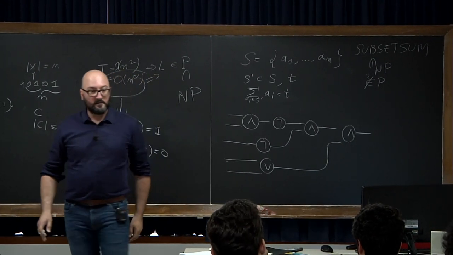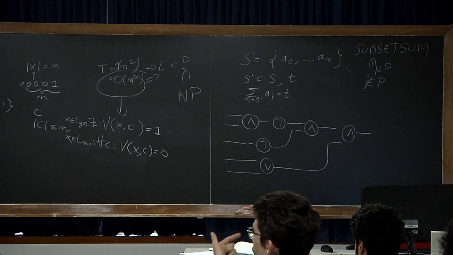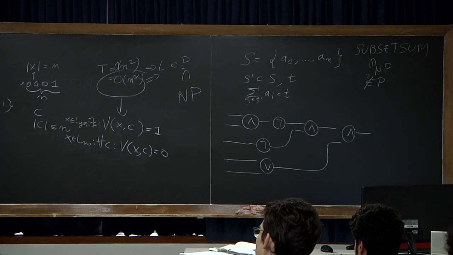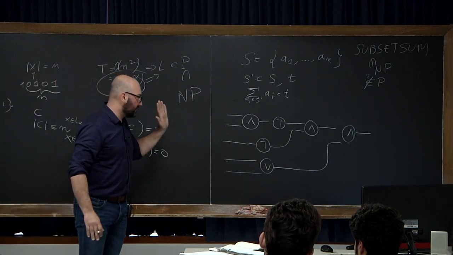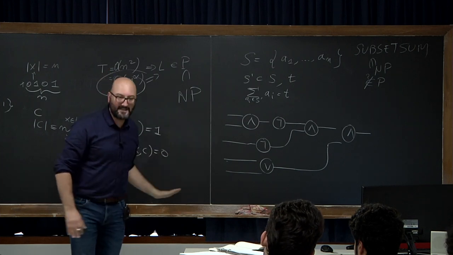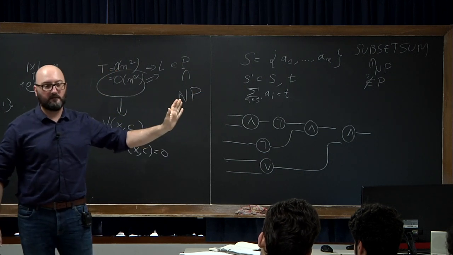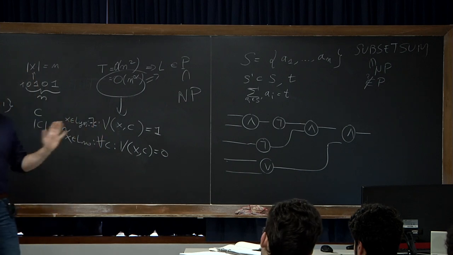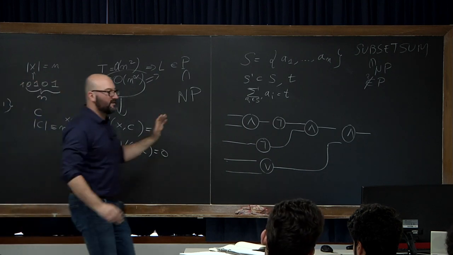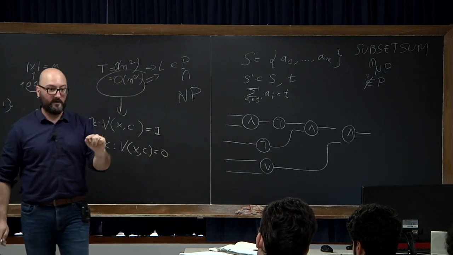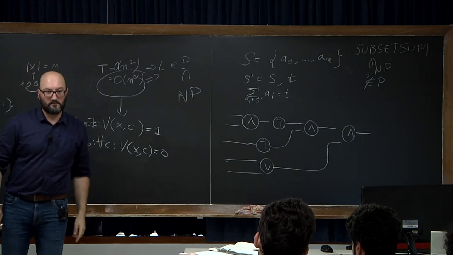So a circuit SAT is a decidable problem. It's guaranteed that your Turing machine, your algorithm, is guaranteed to end. You see what I mean? Because circuits are directed graphs. You can only go one way, and you always get closer to the end. So there is no possibility of looping.